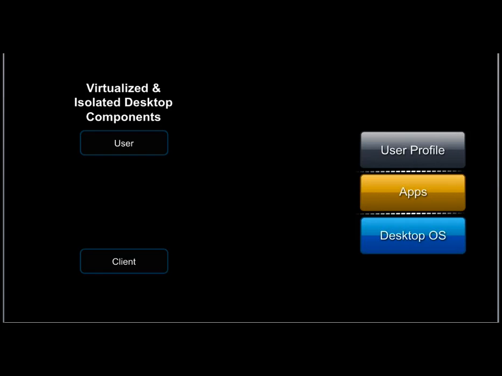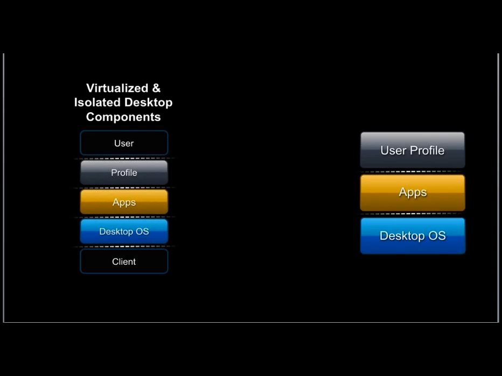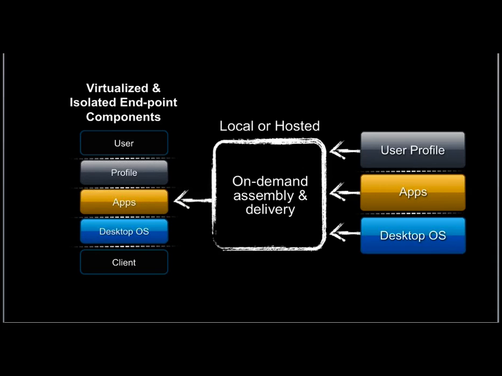By creating this single instance management on the back end, you can now provide a virtualized and isolated desktop component to your user. As you look at this graphic, you can see now that the user and client are separated. The user profiles, the apps, and desktops are virtualized. This provides ultimate flexibility. No longer is that user tied to that specific device. They can use any devices, delivered as necessary through a client, and dynamically assembled on demand as the user requires it.